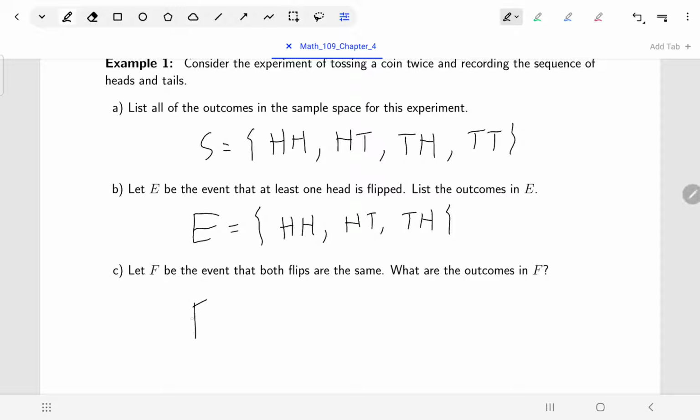F is the event that both of my flips are the same, so two matching flips. And if I look through my sample space, there's two different outcomes there where the flips match: heads, heads, and tails, tails.